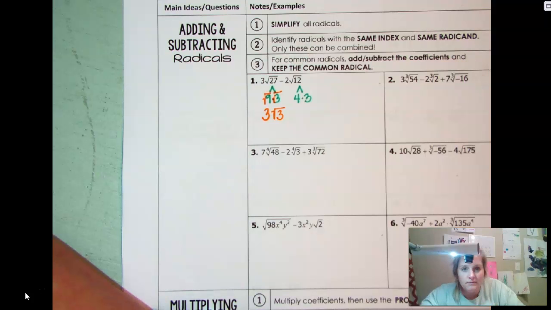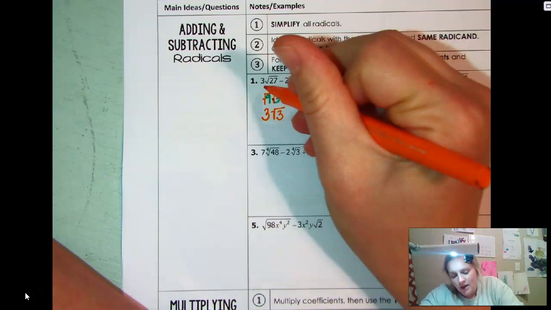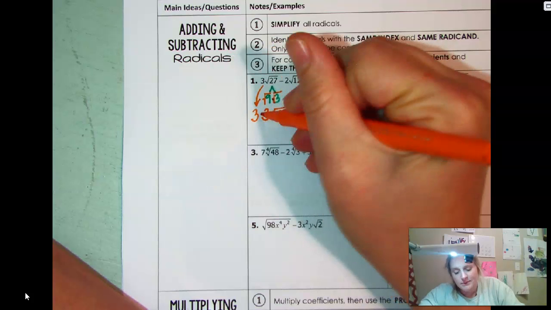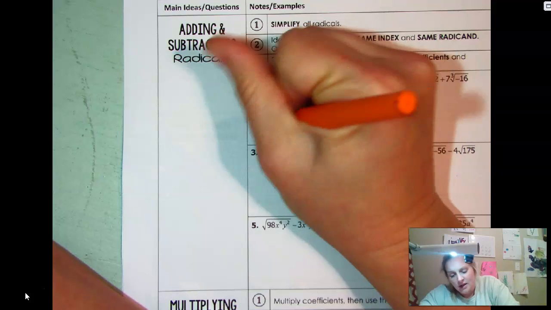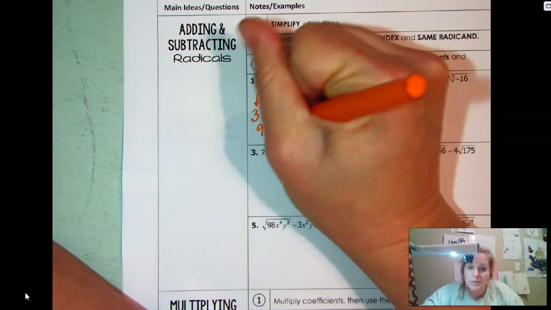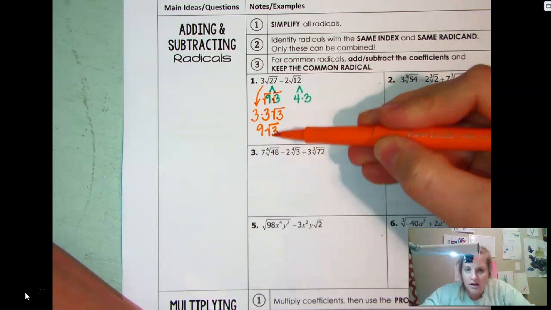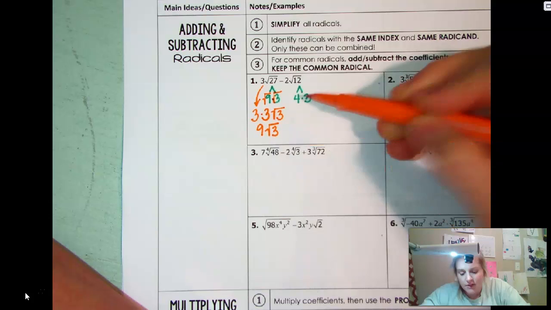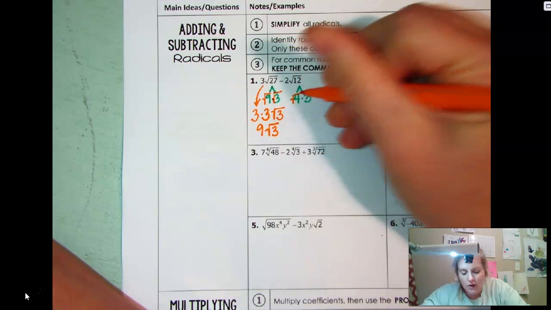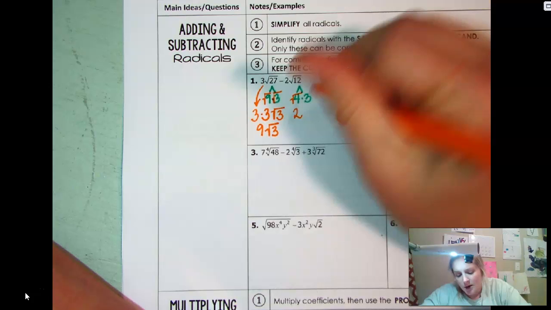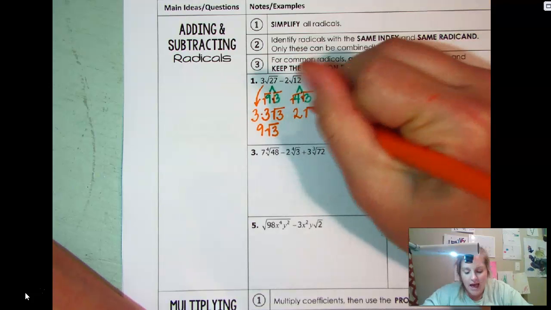Ta-da! Now, this 3 was already there, so I need to bring it down. Multiply 3 times 3, which gives me 9 square roots of 3. So I simplified that. These two things are equivalent. This is just simplified. Over here, same thing. The square root of 4 is perfect. It's 2. It comes out of the house. 3 is not perfect. It stays in the house.